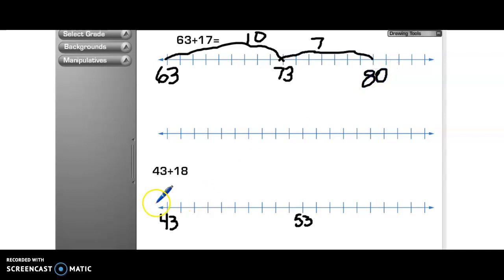On your own paper, I want you to make a number line here. Start at 43, and I want you to add 18. You can pause the video or let it end and finish your work, and this is what needs to be turned in for lesson 1.4.